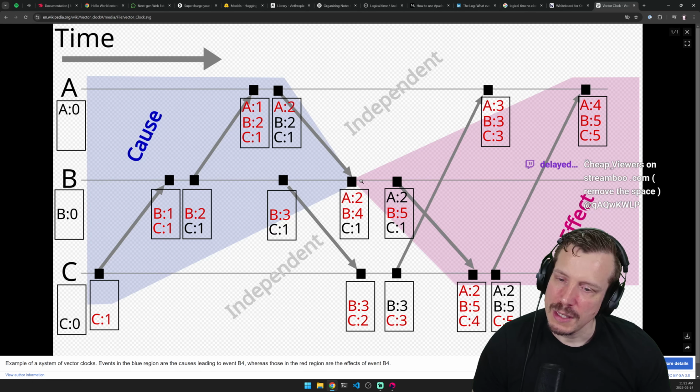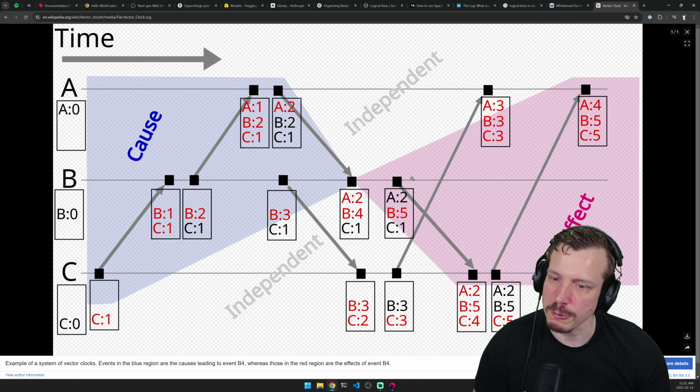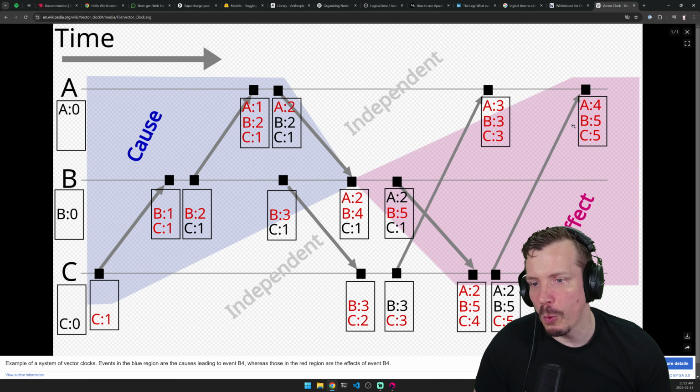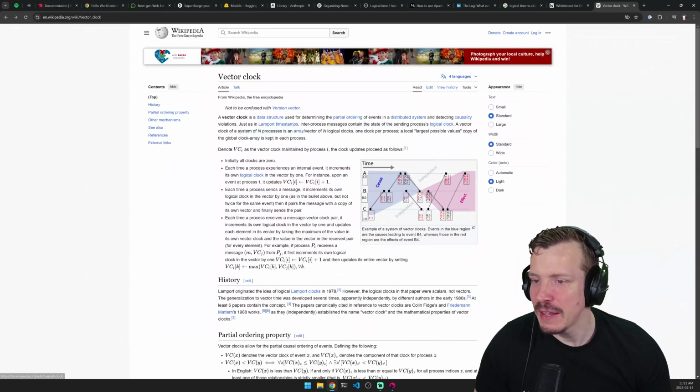So interesting. This helps you with transactions across different nodes to understand who is the most recent. But it doesn't help you understand, and you never could understand, what is the most recent. The only thing is that A is perceiving the most recent. Okay, so that's interesting.